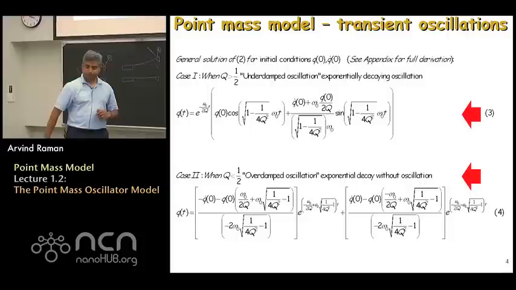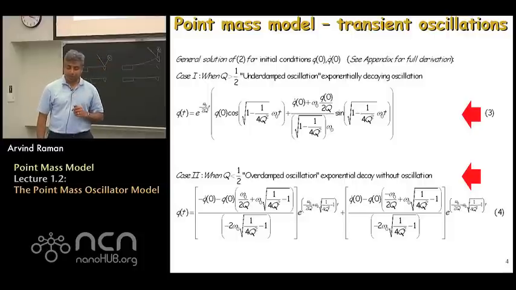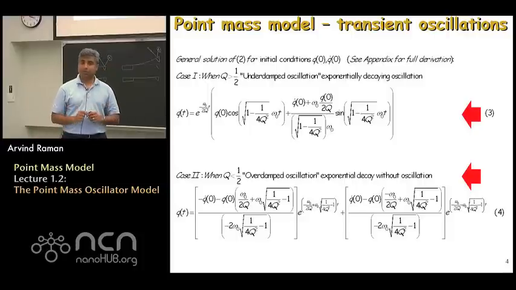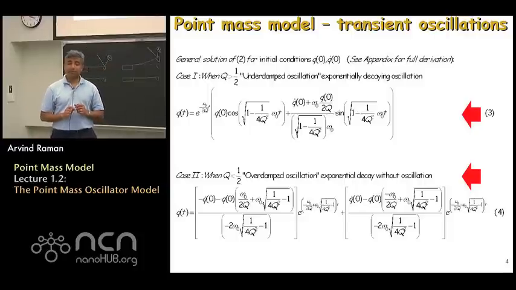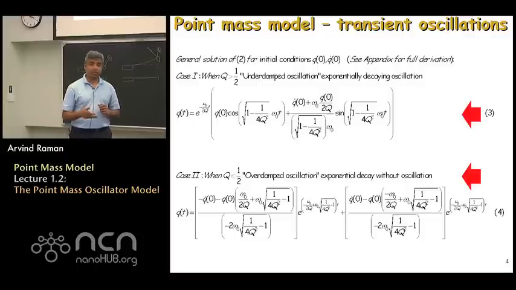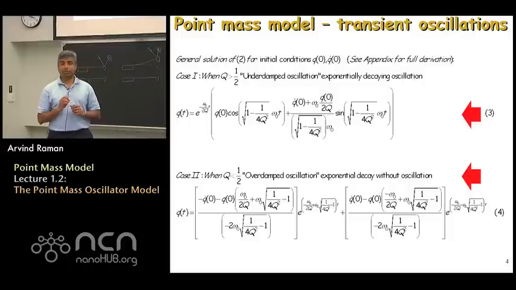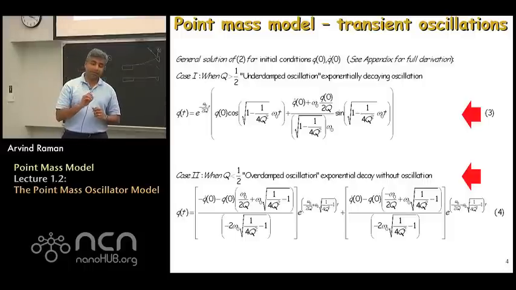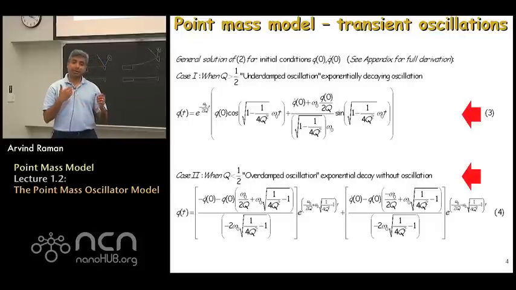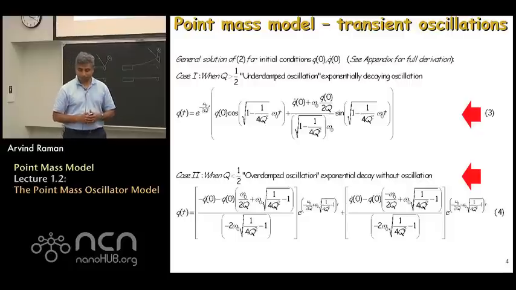In case 2, equation 4, there are two terms in the solution. Both happen to be purely exponential terms with no sines or cosines involved. If one looks at the power of the exponent, in both cases you have negative powers, which means that you have two exponential terms with negative powers, which cause the solution to decay without any oscillation.